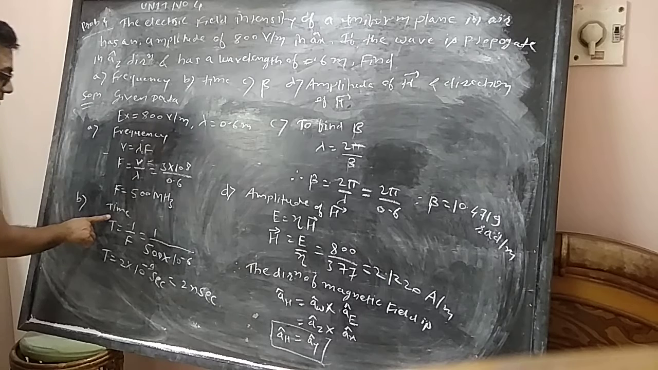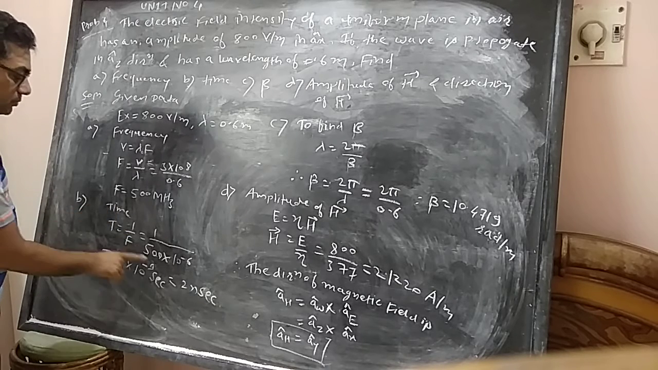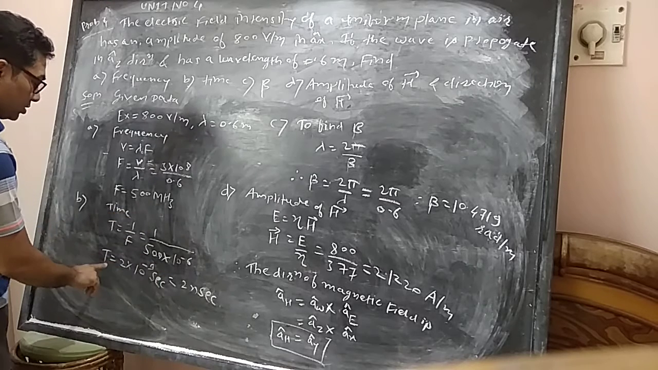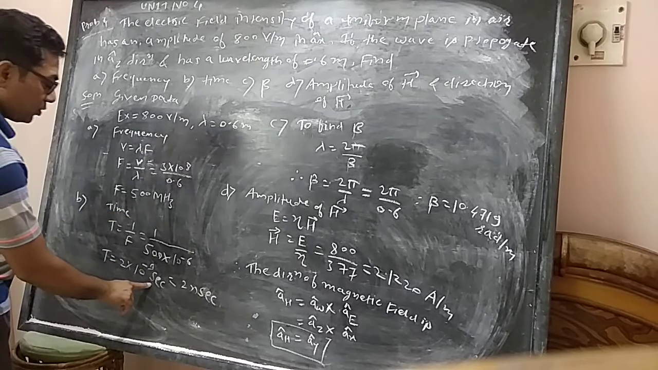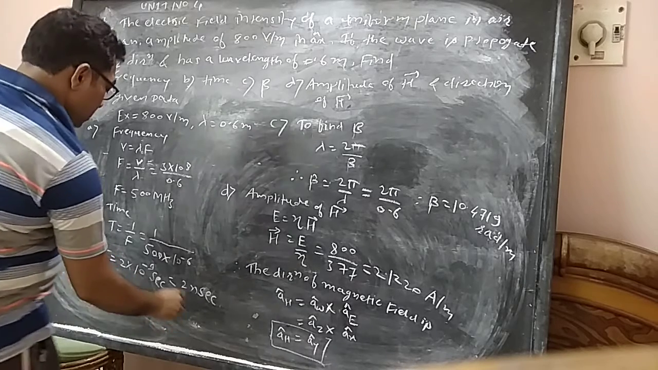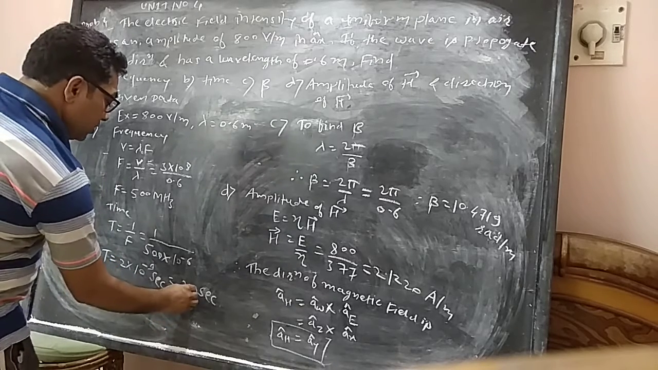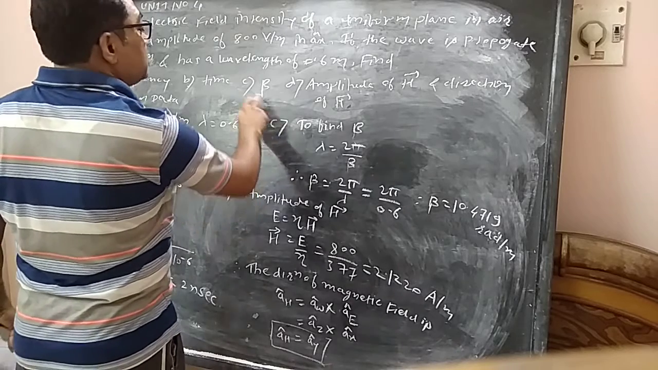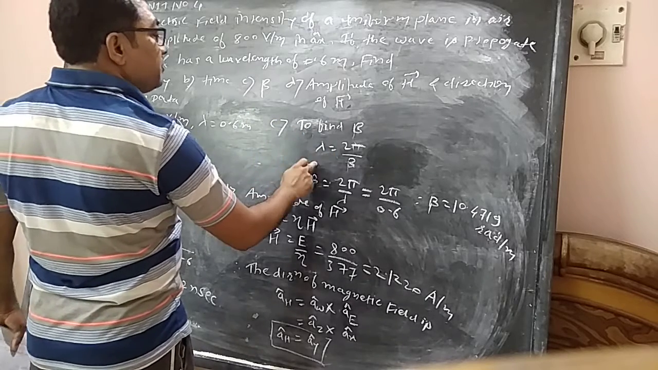Then time T equal to 1 by F. We have calculated the frequency F, so 500 megahertz, that is 500 into 10 raised to power 6. So T equal to 2 into 10 raised to power minus 9 second, that is nothing but 2 nanosecond.